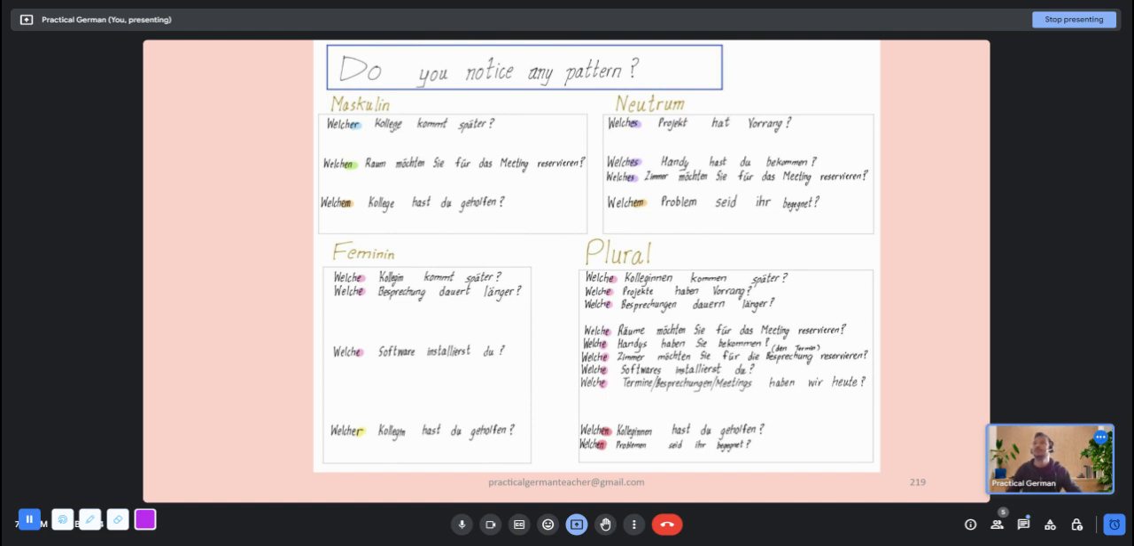If you notice the nouns over here, they are all masculine. But here you have "er", here you have "e", here you have "e" again, and then "es". The nouns in this block are all feminine: Kollegin, Besprechung, Software. In the next block, all the nouns are neutrum: Projekt, Handy, Zimmer, Problem. The nouns in this block are all plural.